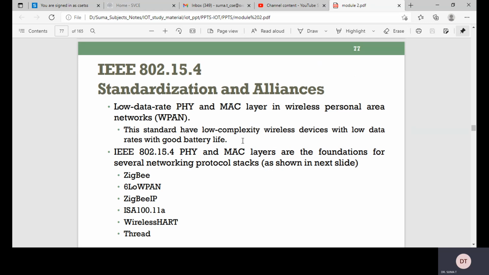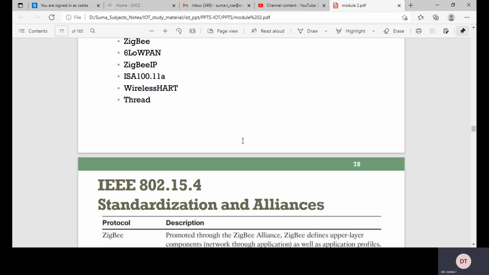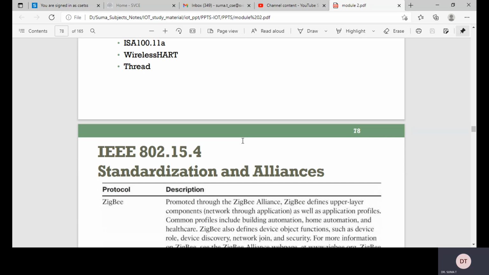802.15.4: ZigBee, 6LoWPAN, which is the IPv6 over low power wireless personal area network, ZigBee IP, ISA 100.11a, WirelessHART, and Thread. What are their functionalities? We will take them one by one.